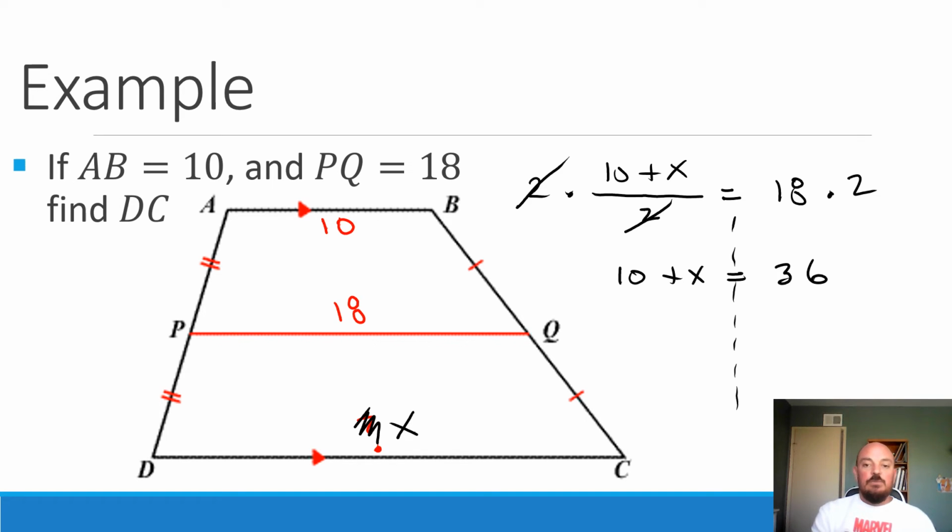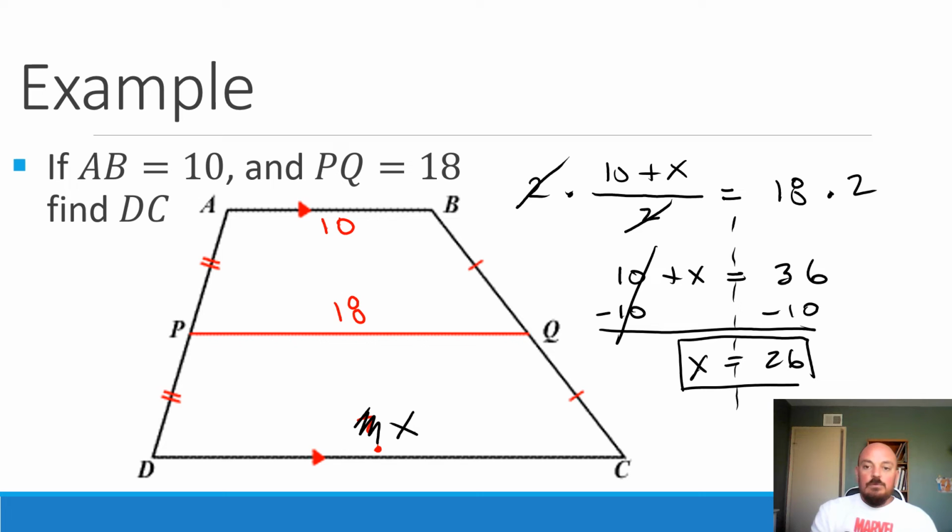And then what we'll do is we will multiply, or not multiply, we'll subtract 10 from each side to cancel out that positive 10 there. And we got our answer. 36 minus 10 is 26. So your final answer is 26. X equals 26. X was what I was asking you to find.